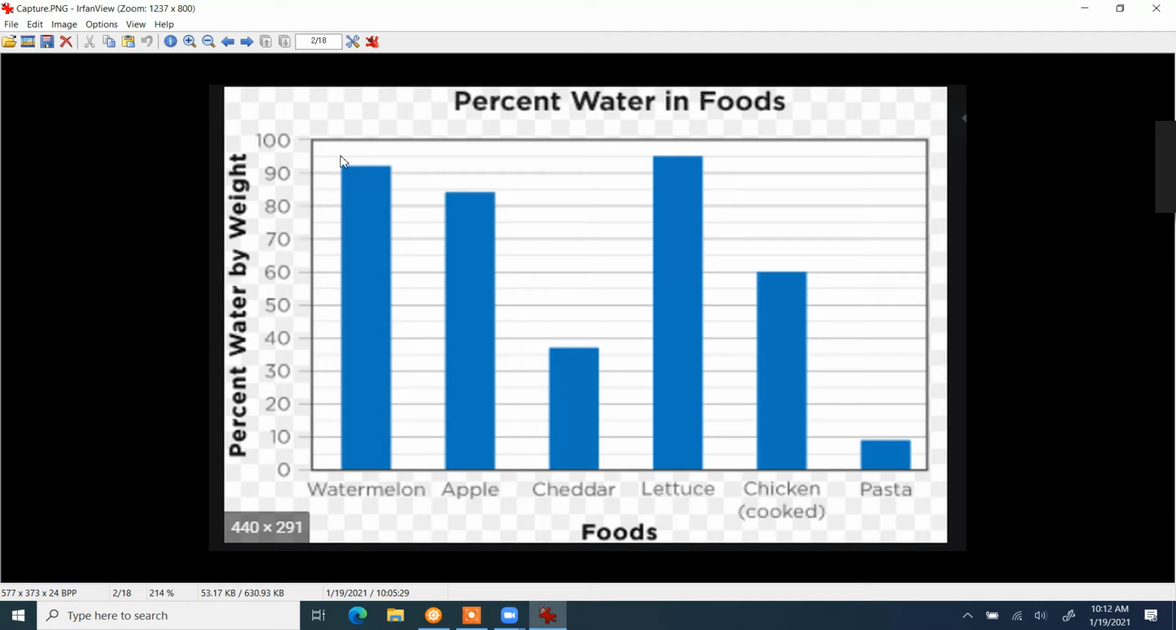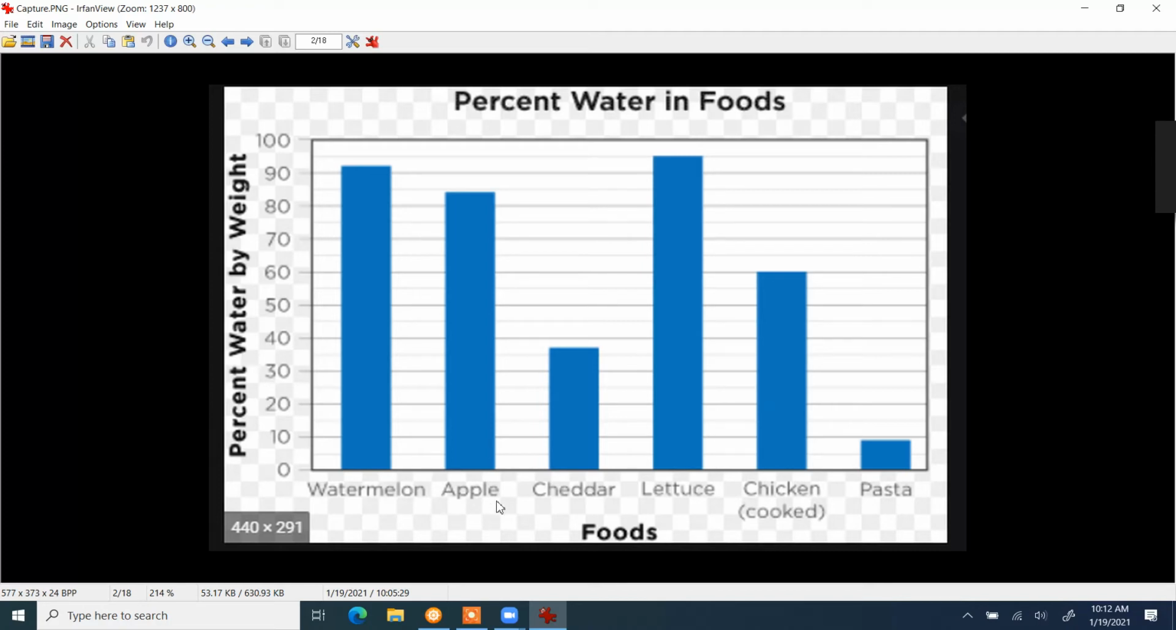So how much is that? Well, it's probably closer to maybe 92 or 93, right? It's not going to be 99, which is very close to 100. It's much closer to 90. So what is that number that's close to 90? Probably 92, 93, something like that. So about 92 or 93% of a watermelon is water.